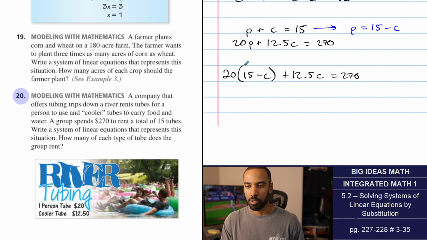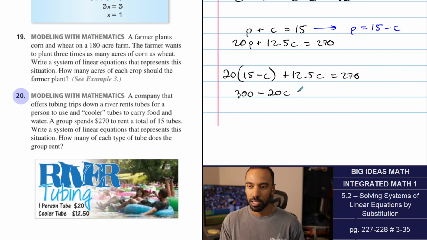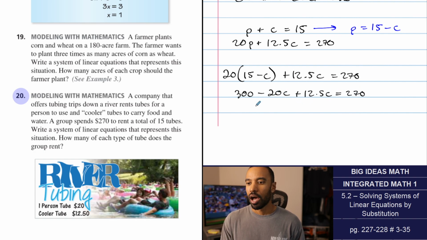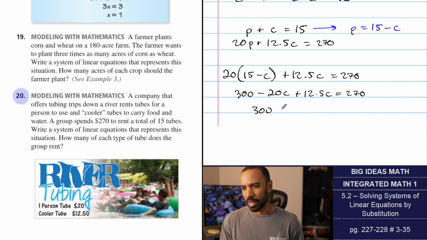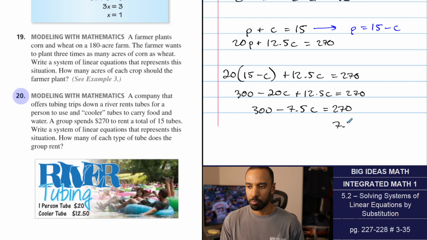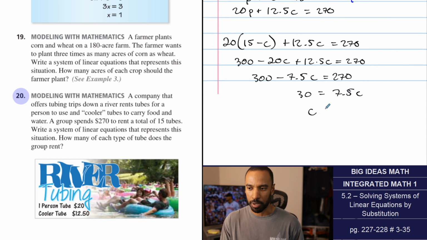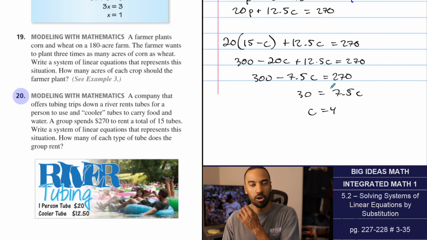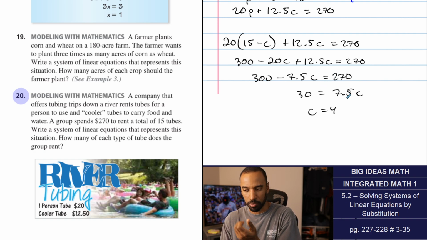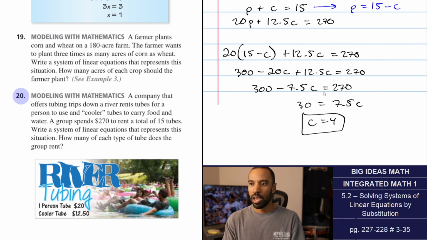Anyway, let's distribute. 20 times 15 is 300, and then minus 20C plus 12.5C equals 270. Yeah, that's negative 7.5C, I believe. I'm going to add 7.5C over. I'm sick of dealing with negatives and decimals. Subtract 270 over, I get 30. And that's actually 4. So C is 4, and it should be a whole number answer, right? You can't have 4.5 cooler tubes or something like that. So that's C equals 4.